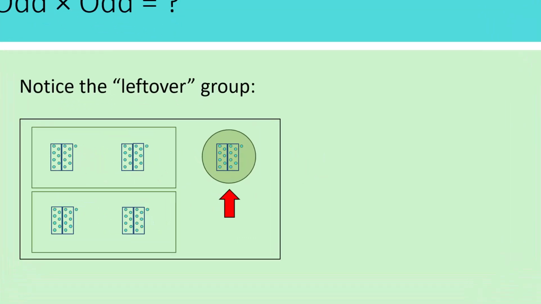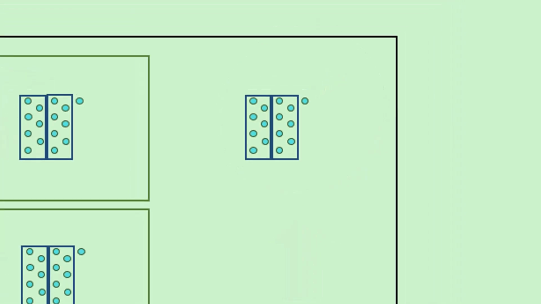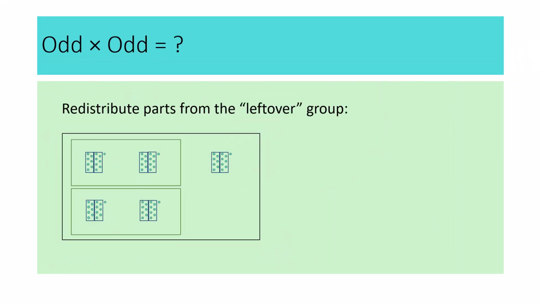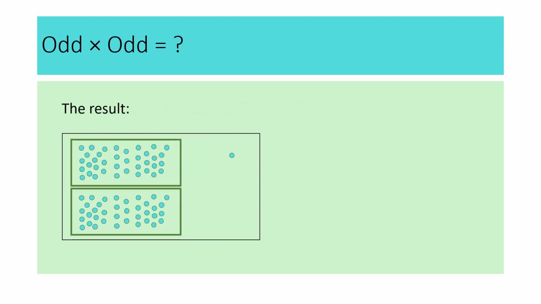Notice the two equal parts and one leftover object in the leftover group. We redistribute those two parts. And now we see that the result has two equal parts with one leftover object. Thus, the product is odd.